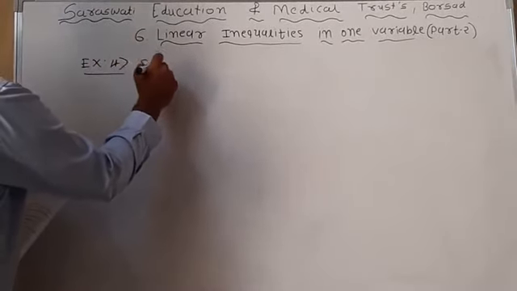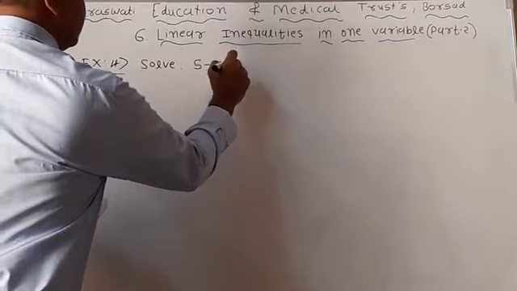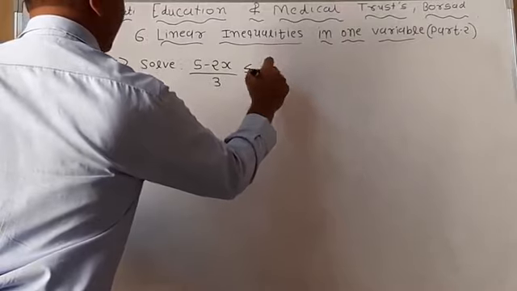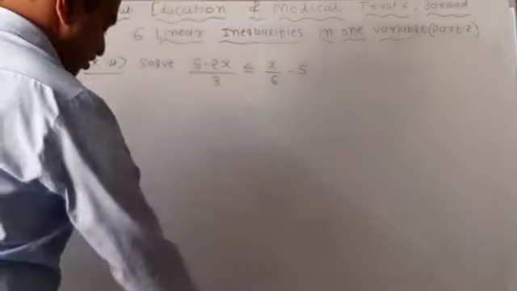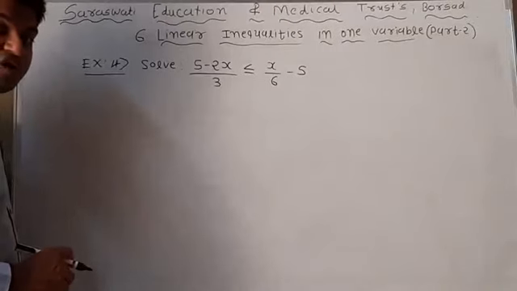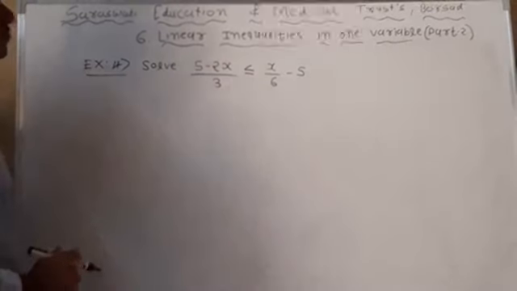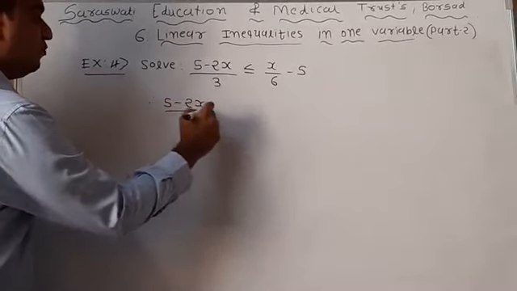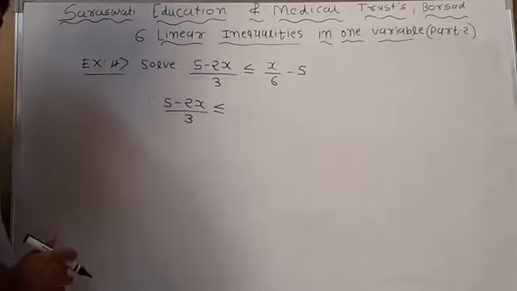Solve 5 minus 2x upon 3 less than or equal to x upon 6 minus 5. So again, first of all, find the value of x. How can we find the value of x? First, simplify this equation. So 5 minus 2x upon 3 less than or equal to, first we can take the LCM on the right side.